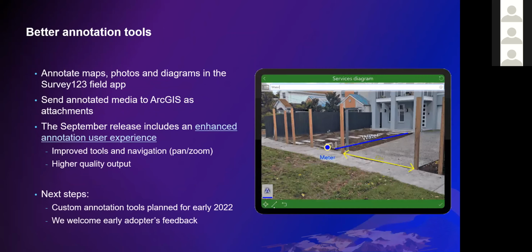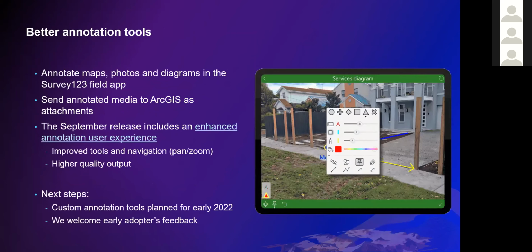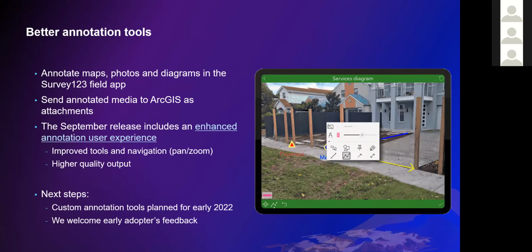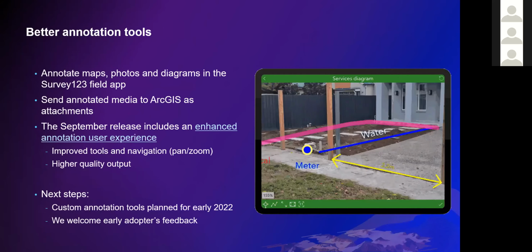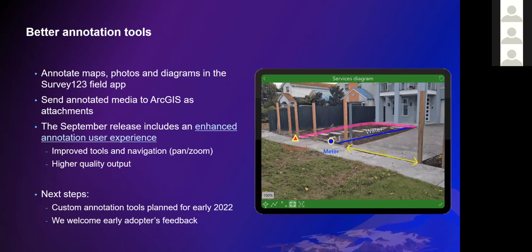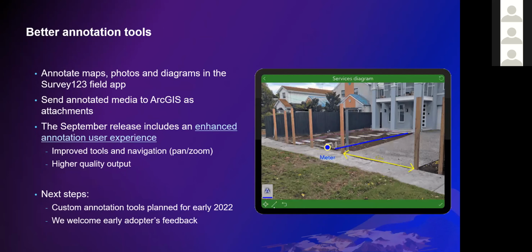Another thing that was added was better annotation tools. If you want to annotate some maps or photos or diagrams in the field app, and then send this annotated media to your ArcGIS platform as attachments, this is added in there. There are also enhanced improvements, so improved tools for navigation like the pan and zoom you're seeing here, and a better quality output.